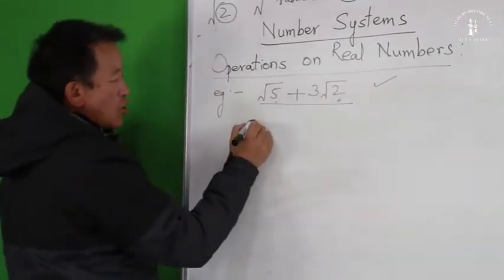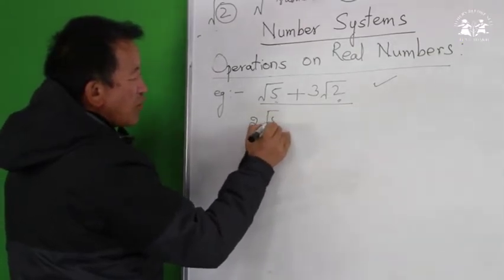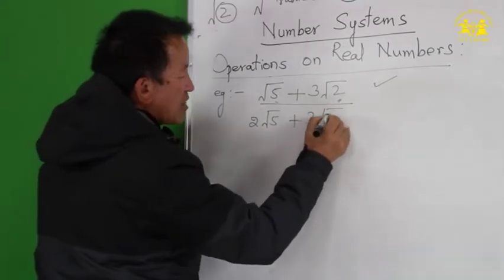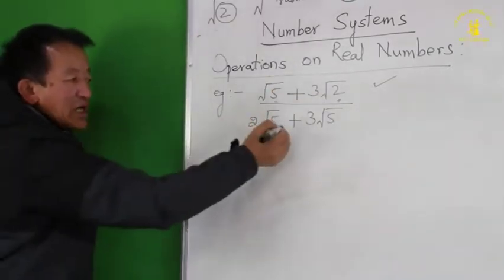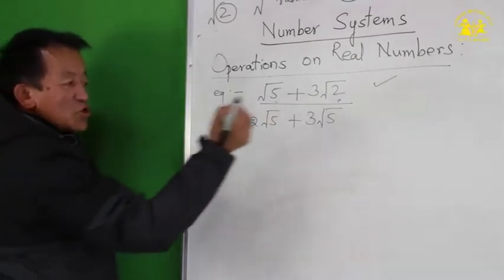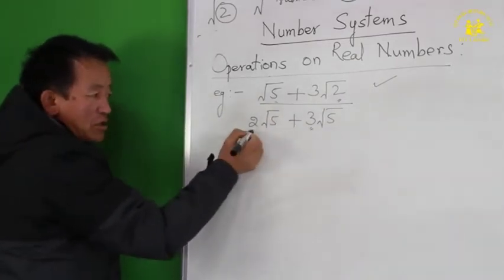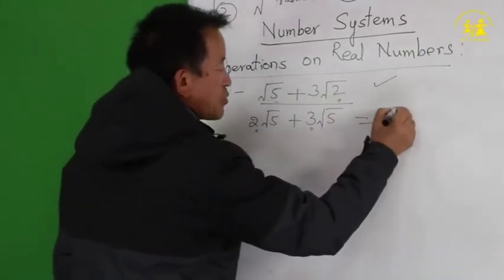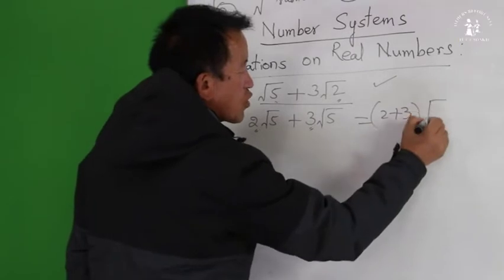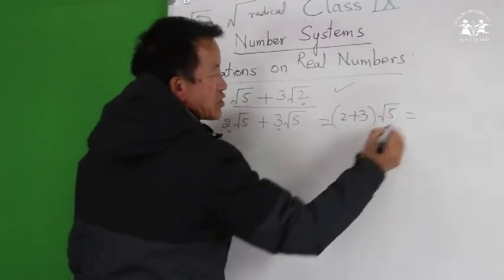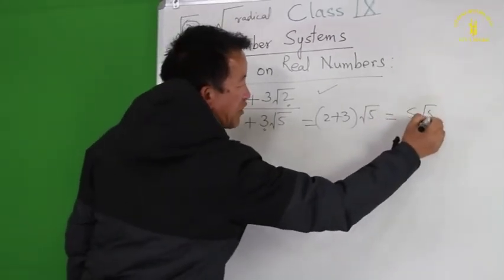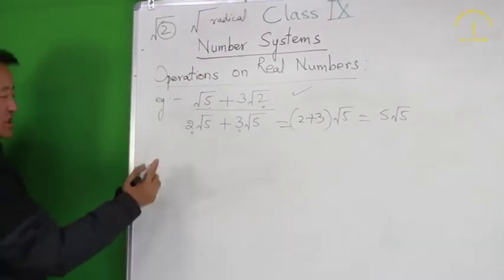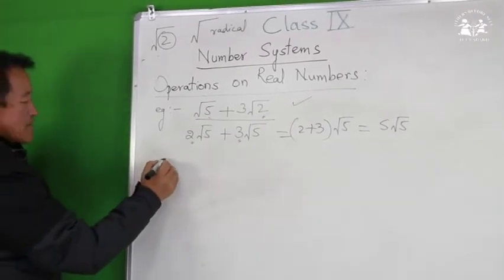Take 2 square root of 5 plus 3 square root of 5. The radical is the same and the radicand is the same, so the rational numbers are added: 2 plus 3, bracket, square root of 5, is equal to 5 square root of 5. Similarly for subtraction.